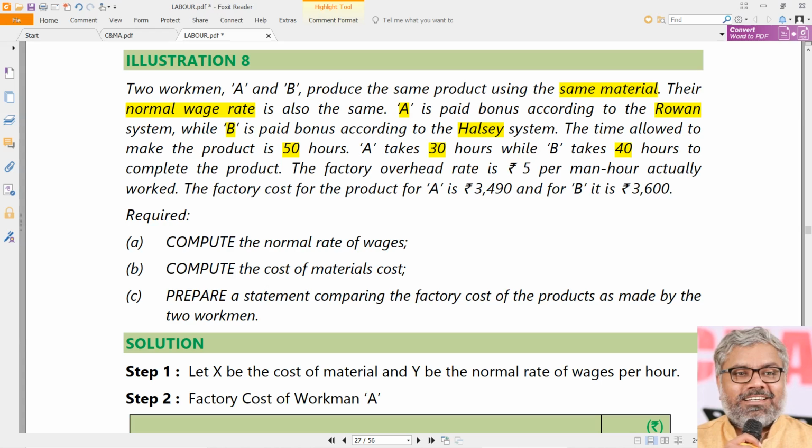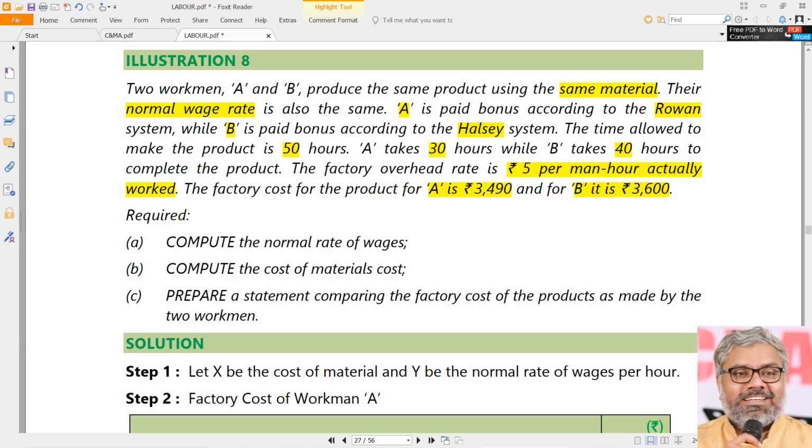Now further information is given that the factory overhead rate is 5 rupees per man hour actually worked. So overhead rate is already given, that is 5 rupees per hour actually worked. That can be directly used for calculating the overhead related to A or B, because A has worked how many hours? 30 hours. 30 into 5, 150 rupees will be the overheads for A. For B, 40 into 5, 200 rupees will be the overheads for B. But the main point is the factory cost of the product is given. For A it is coming out to be 3490. For B it is coming out to be 3600.